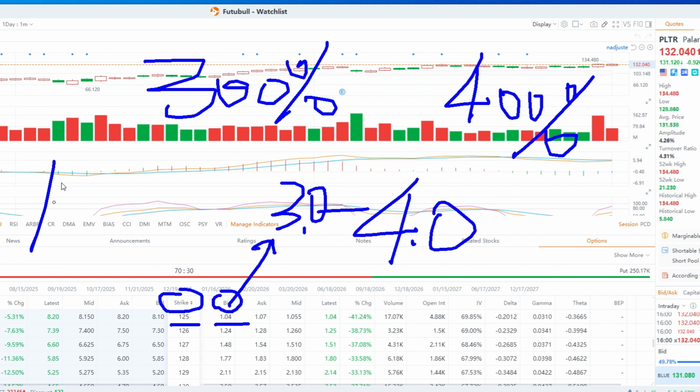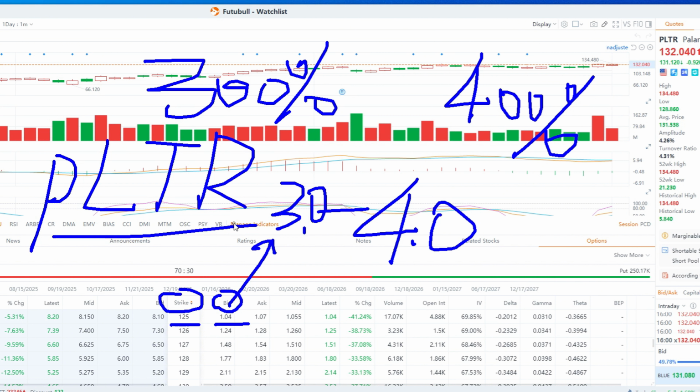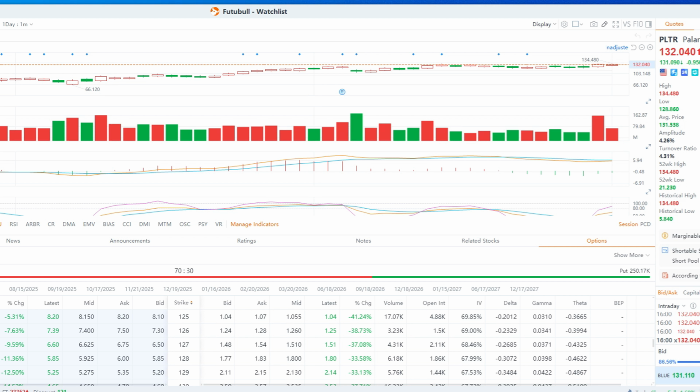If you just shorted PLTR stock, your profit would be only about 10%, maybe 5 to 8%. But with options, you could see 300 to 400% gains. And all this in just 1 week. That's why options can be powerful. They come with a key feature, high risk, high reward.